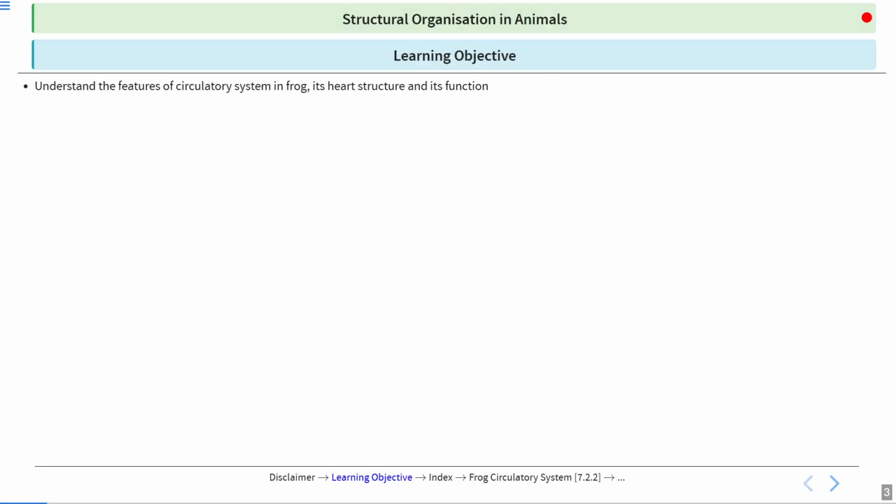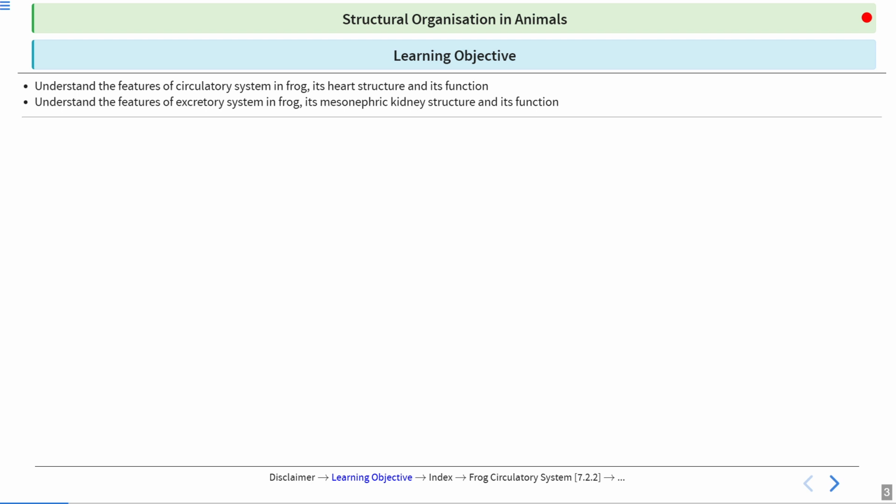Today's learning objective is to understand the features of the circulatory system in frog, its heart structure, and its function. So, we will see today how the circulatory system works in the case of frog, what is the structure and what are the functions.